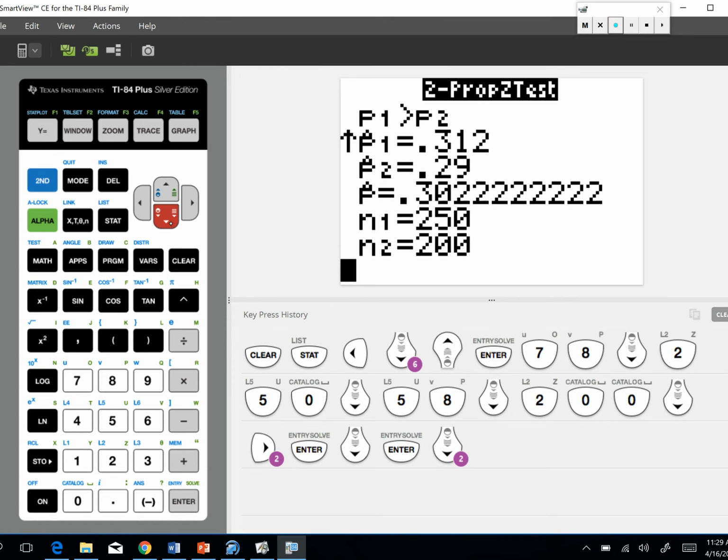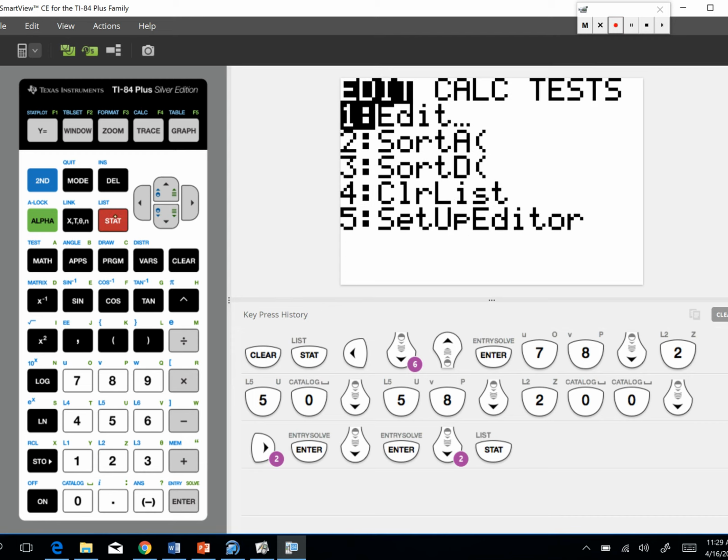It'll also show you what your p-hat1, p-hat2, things like that, what those should be. It will also show you this little p-hat right here. I don't know why they put a little hat on it. That is actually your p-bar. And then your 2 sample sizes.